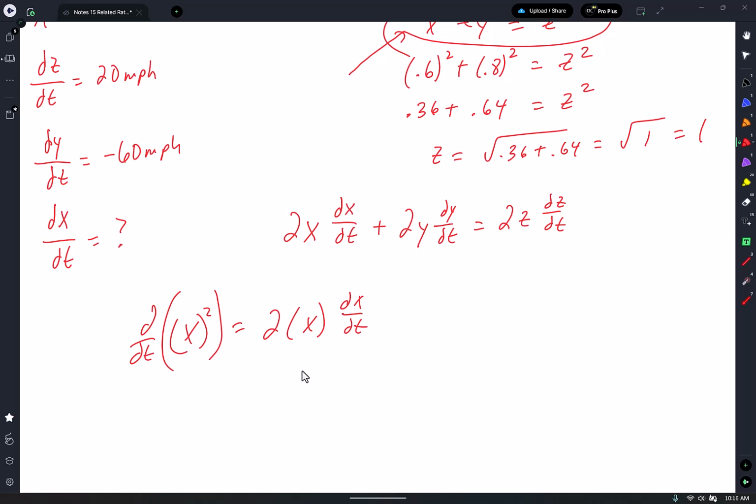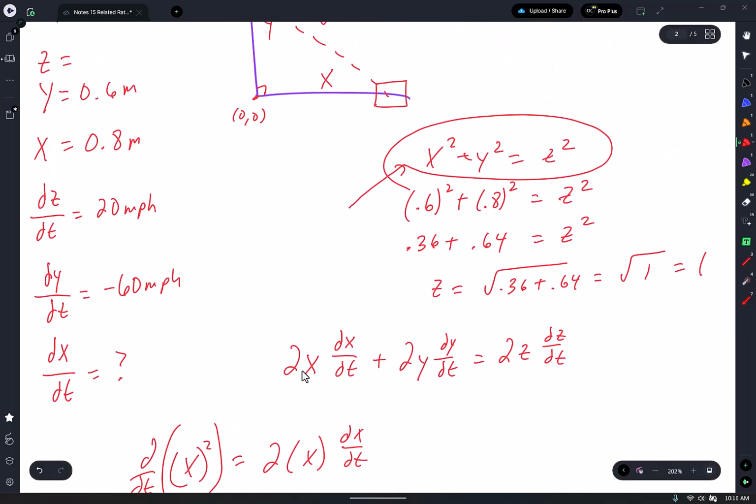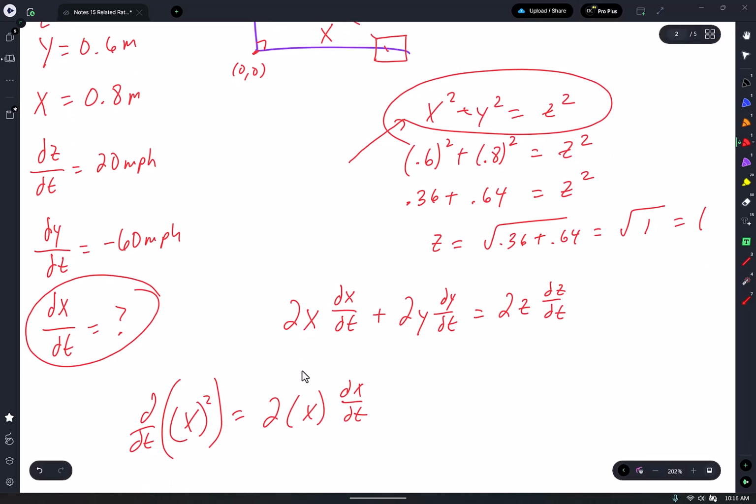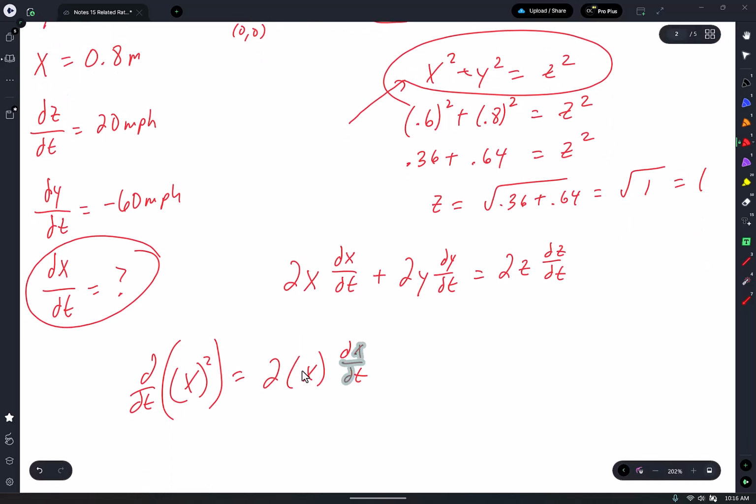So remember, why are we doing what we're doing? Because that was the initial question. Because I am looking for dx dt, and the relationship that binds x, y, and z together is the Pythagorean theorem, and that is what I'm going to take a derivative of. Okay, don't worry, we're fine. Are we okay so far, guys?